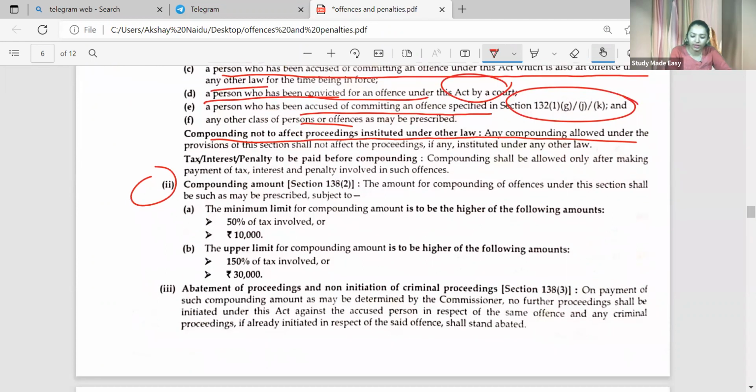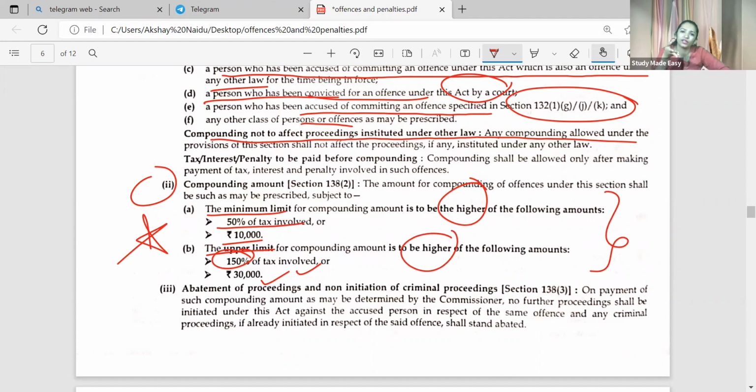मैम compounding का amount minimum limit and there is an upper limit. You have to learn this. Minimum limit is 50% of the tax involved or 10,000. And upper is 150% of the tax involved or 30,000. 50% of tax involved or 10,000, whichever is higher. And upper limit 150% or 30,000, whichever is higher. Again in July 21, this MCQ was there. Direct MCQ. 50% tax involved, 10,000, 150% tax involved, 30,000, whichever is higher.